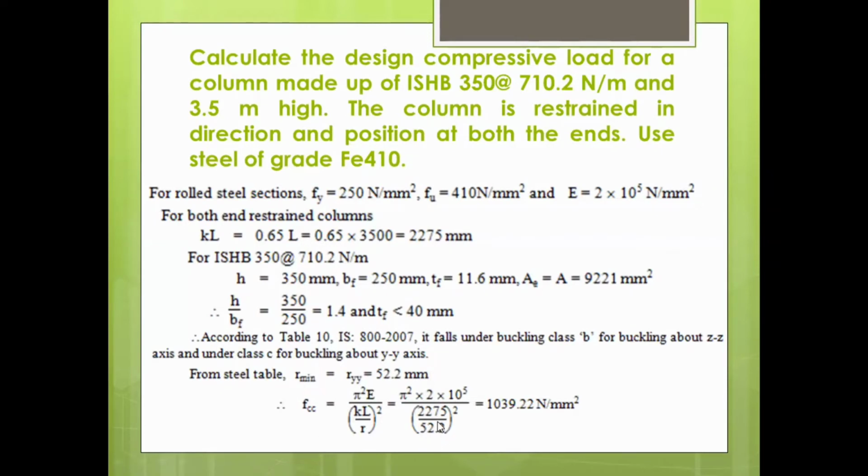That is substituted here in the equation of fcc, pi square E by KL by r bracket square. So E is 2 into 10 raised to 5. KL, the effective length we have already calculated, 2275, upon r is 52.2. So we are getting fcc as 1039.22 Newton per mm square.